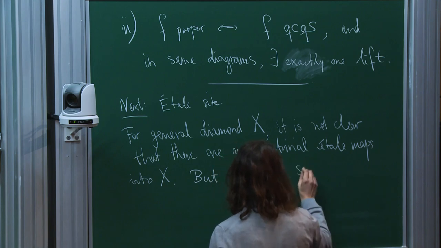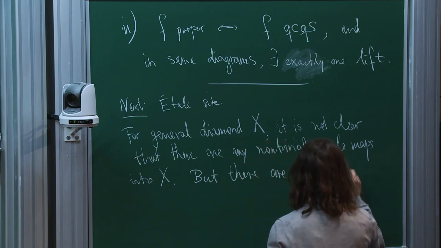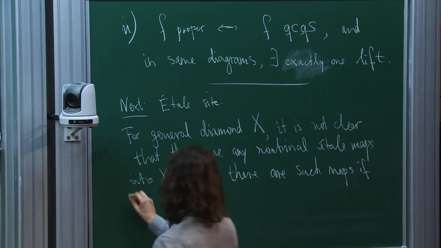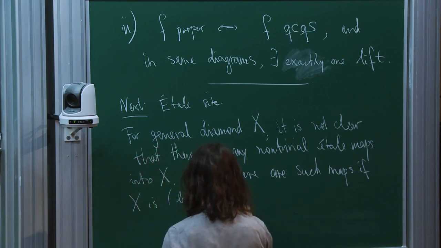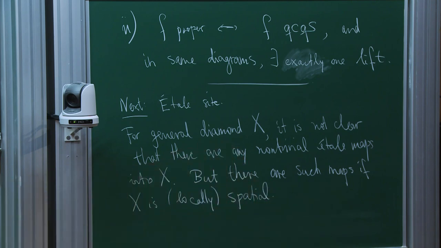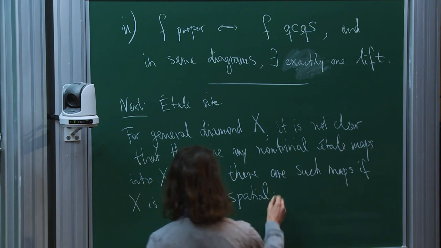But there are such maps if X is spatial, and then also in the locally spatial case. And that's because of the following theorem.